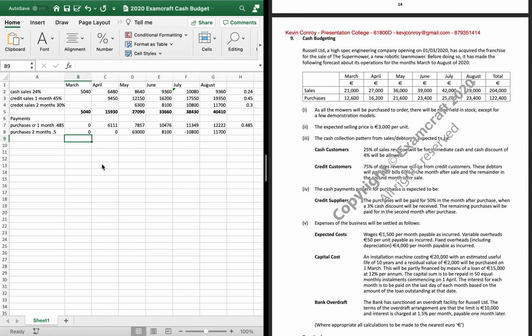So the cash payments. Expected cost, wages, 15 per month. Nice and easy, just 1,500 a month.